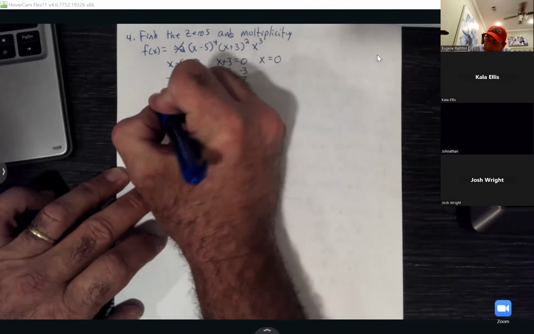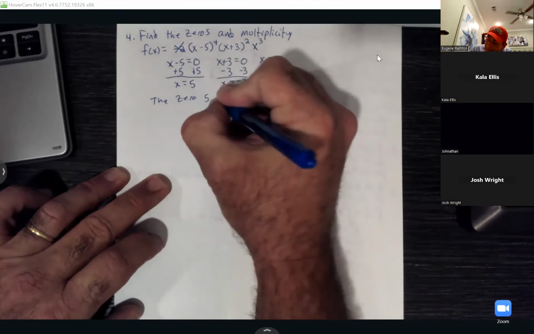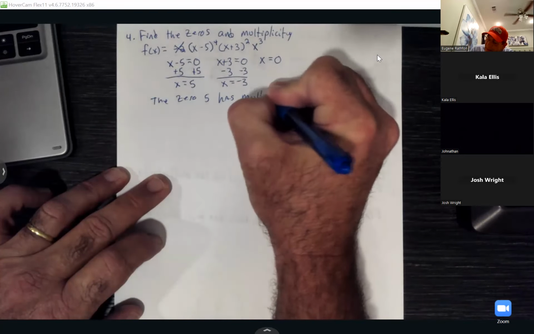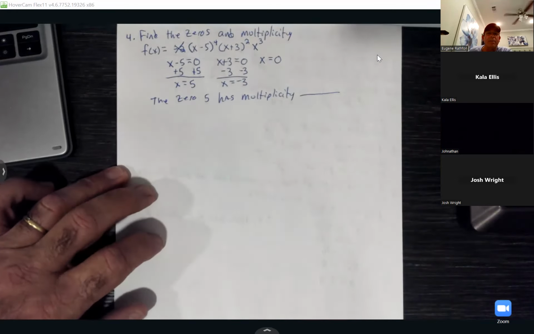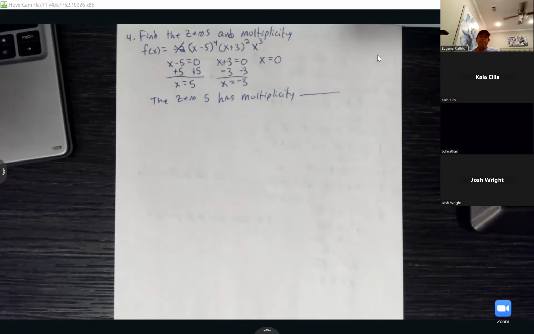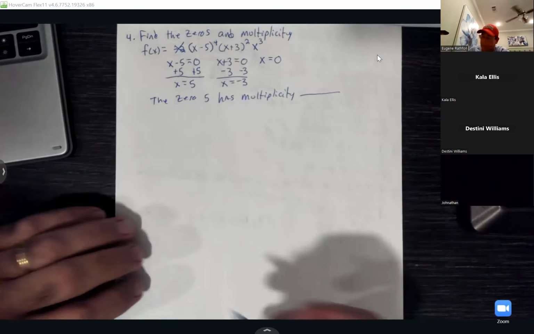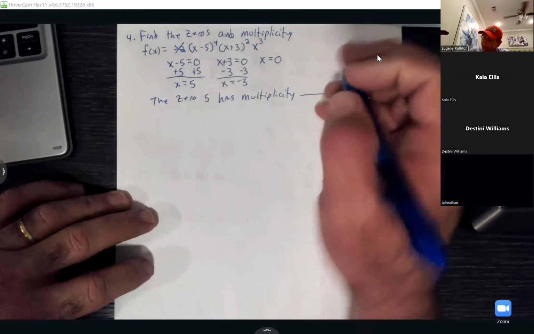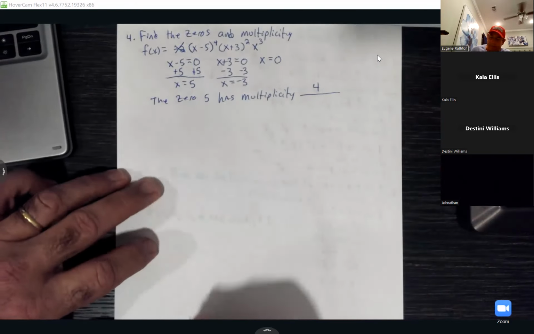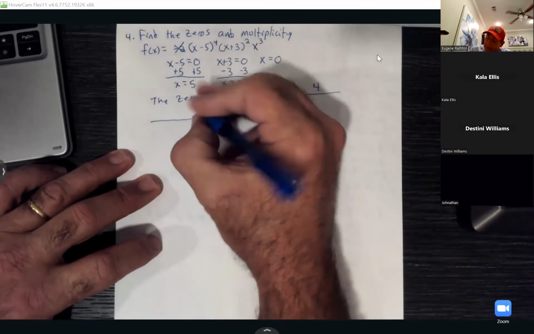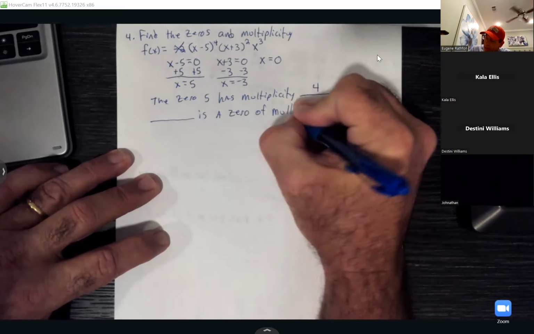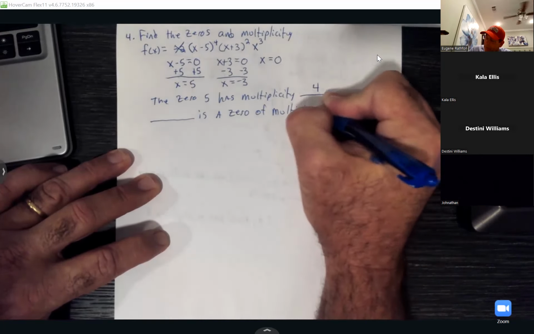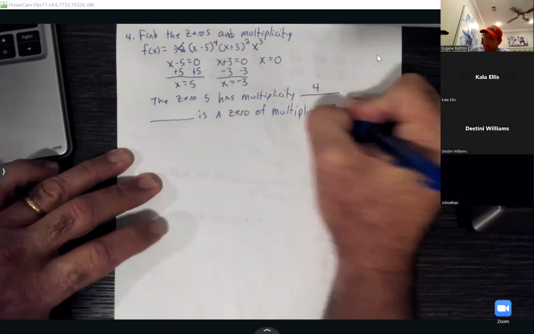So let's see how they got the answers. The first one says the 0, 5 has multiplicity blank. So what goes in that line? 4. So there you go, because that 0, 5 came from this factor, which has an exponent of 4 sitting there. All right, then it says blank is a 0 of multiplicity 2. -3. So -3, good job, because -3 came from the factor where the 2 was.